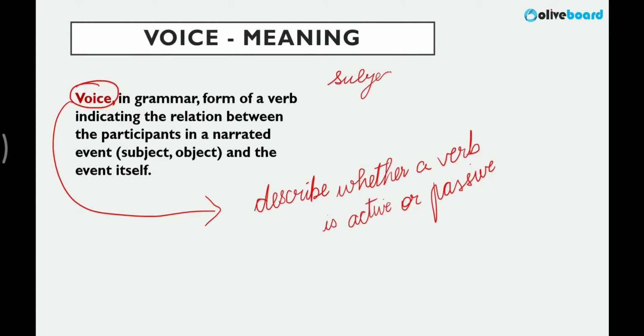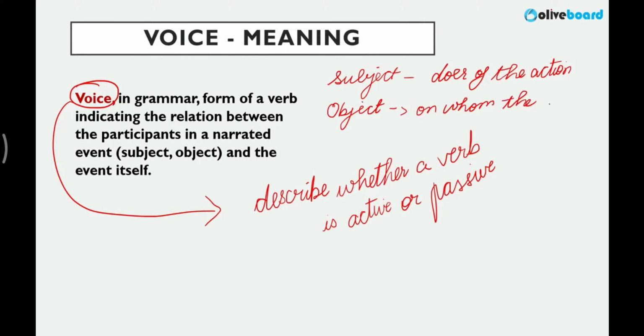Yeah, you should know these terms. Subject who is the doer of the action, who performs an action, right? Then there is an object, on whom the action is performed. Now understand guys, when we talk about active and passive voice, this is what we learn: whether the verb is in active state or whether the verb is in passive state. This is what we learn in this chapter.